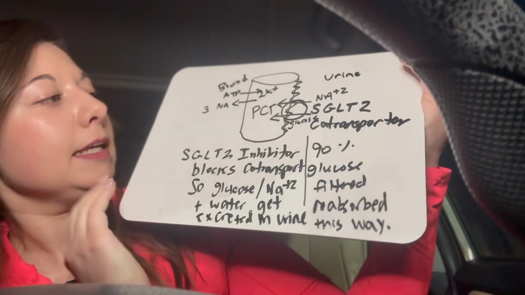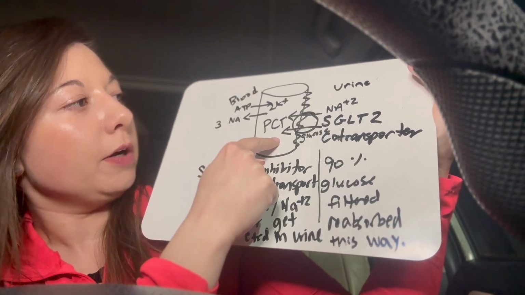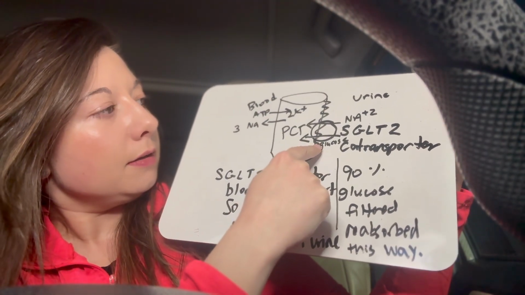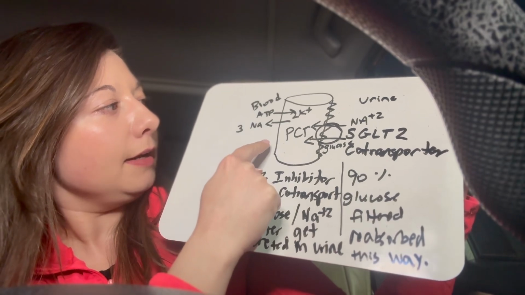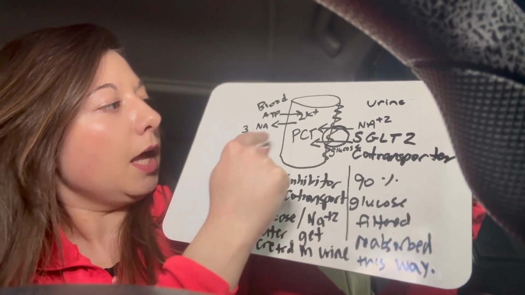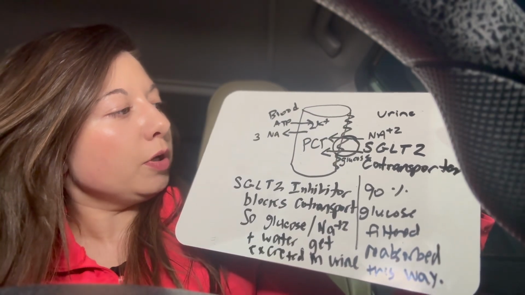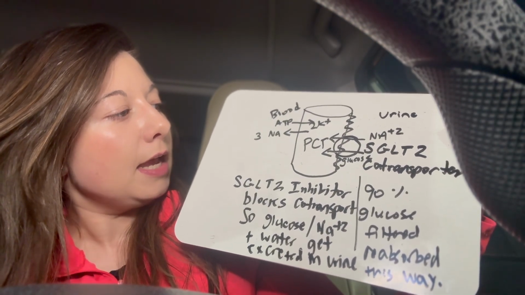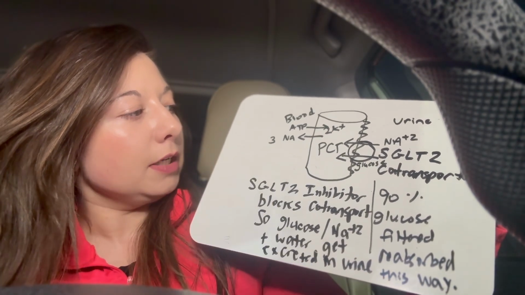So as you can see, this is a picture of the proximal convoluted tubule. Over here you have your luminal side, and over here you have your basolateral side. This is the side that's closest to the blood, and this is the side that's closest to the urine. So the proximal convoluted tubule is actually one of the tubules in the kidneys. That is where the filtrate goes as soon as it leaves the glomerulus.